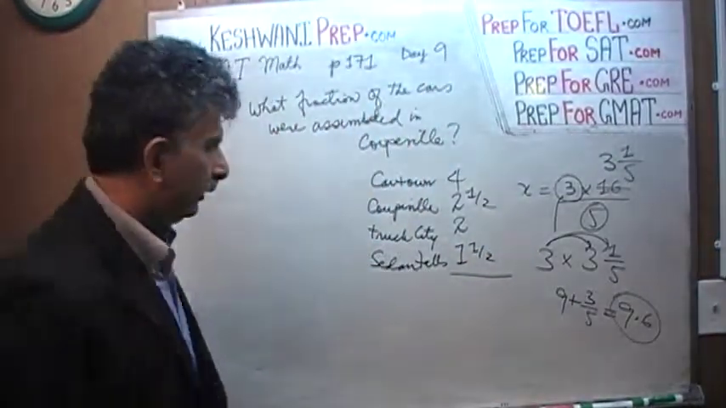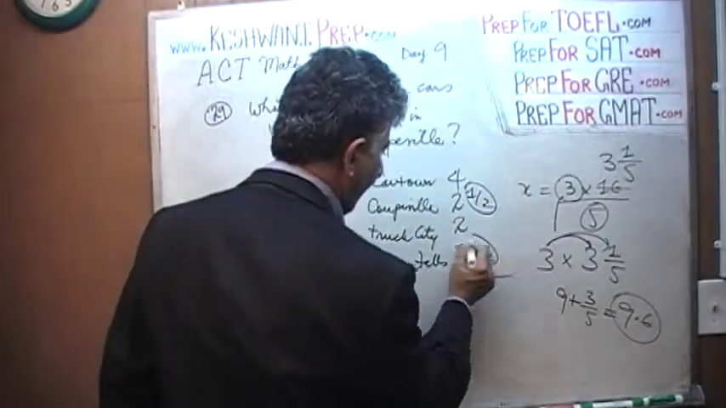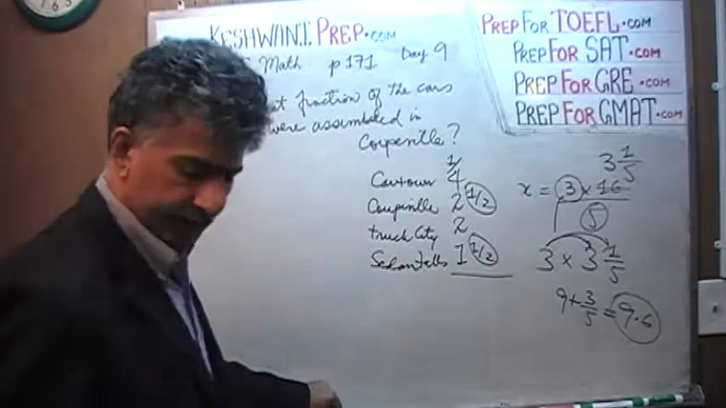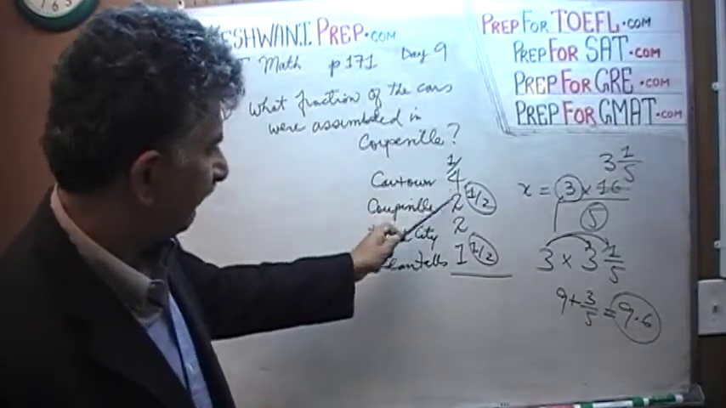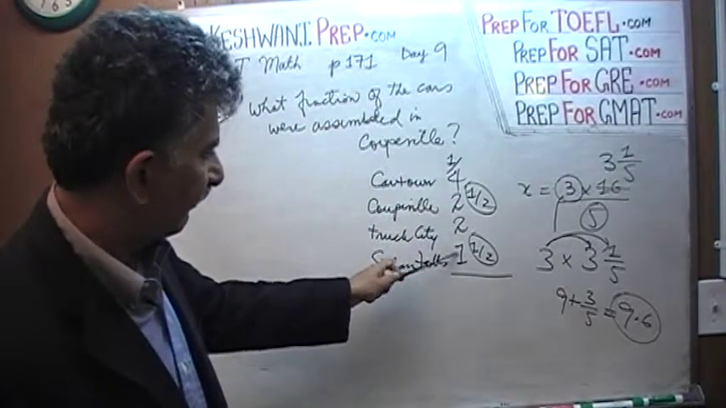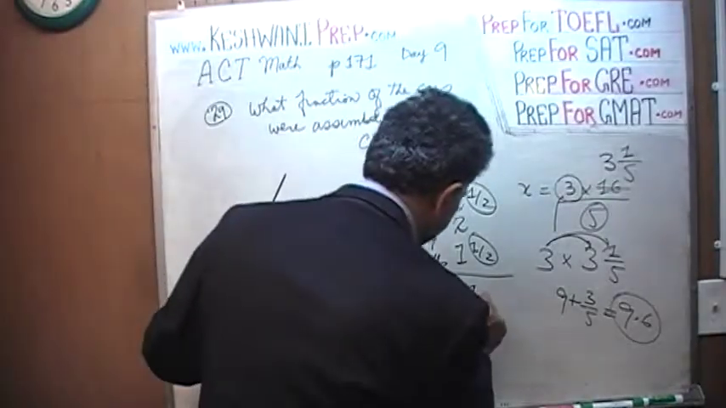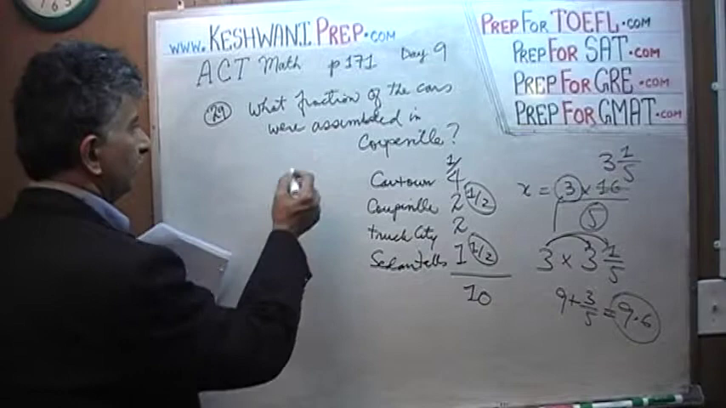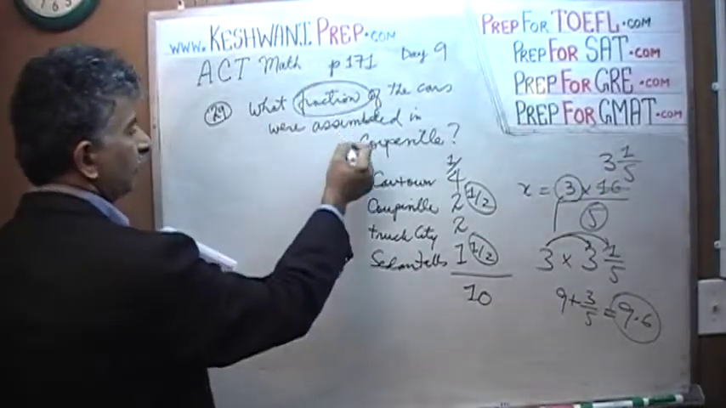Let's add them up, shall we? So we get half and a half, that's a 1, so we carry 1, and there we get 1 plus 4 is 5, and then 2 plus 2 is 4, plus 1 is 5, so 5 plus 5 is 10. So its total is 10. It's very straightforward. So the question is, what fraction was assembled in Coopville?